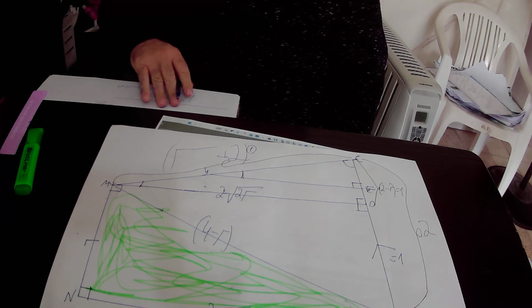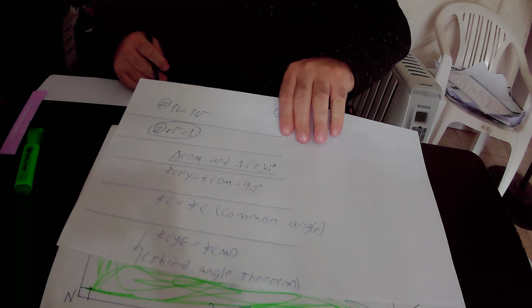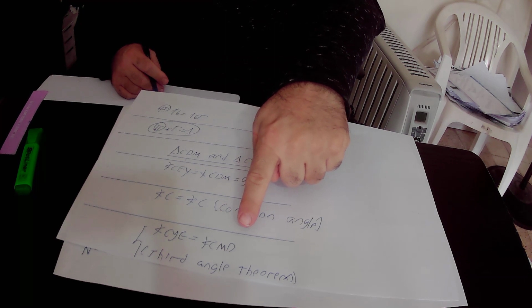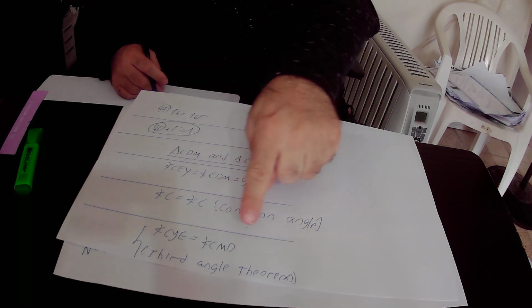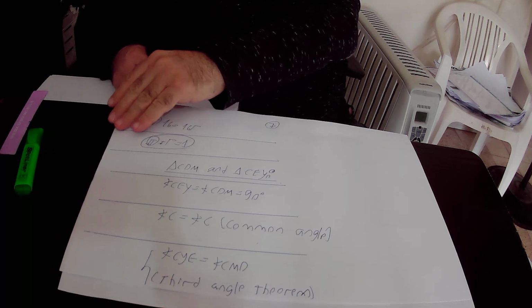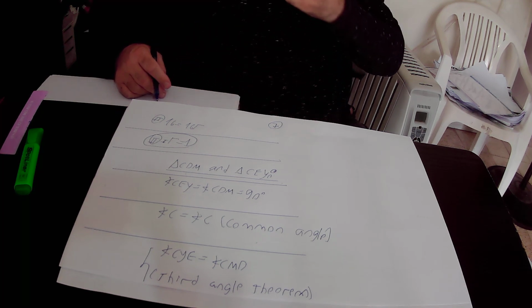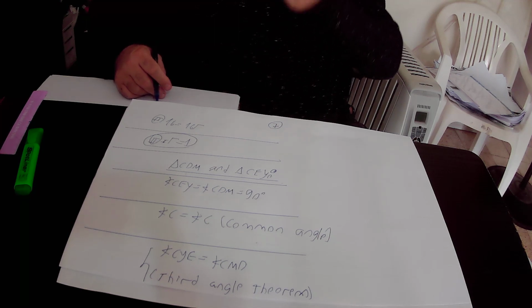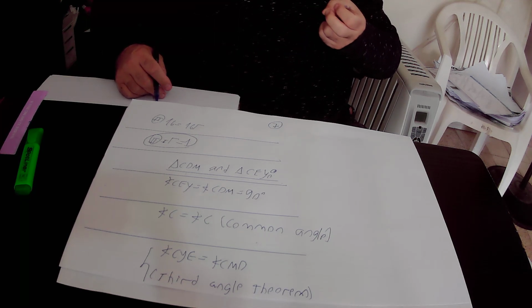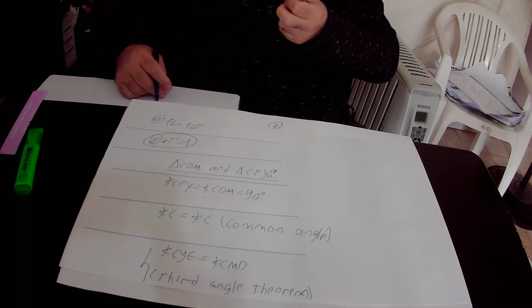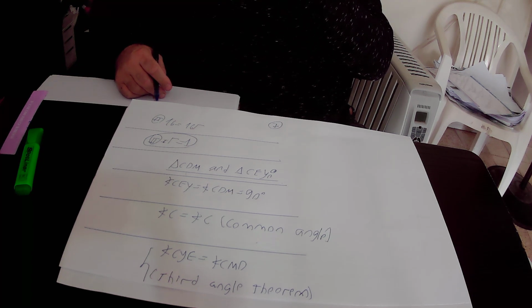I will repeat again. Angle CYE of triangle CYE equals angle CMD of triangle CMD, and they are equal to each other according to the third angle theorem. So what is the third angle theorem? The third angle theorem states that if two angles of one triangle are congruent to two angles of another triangle, then those two triangles are similar to each other. Okay?